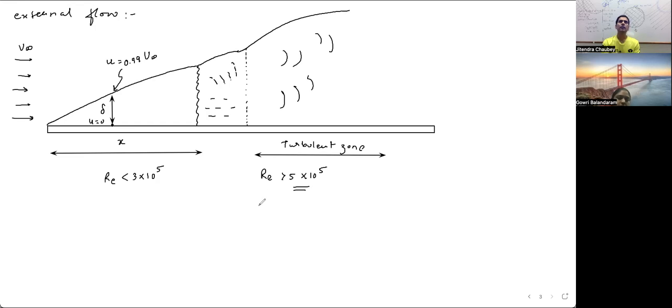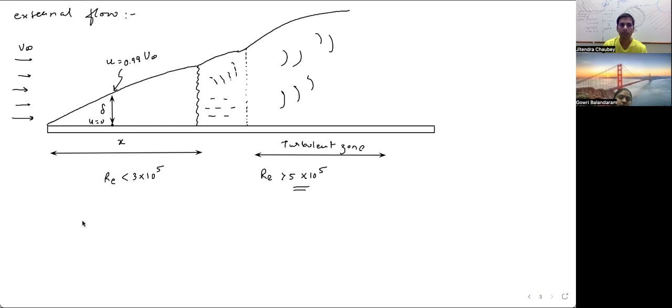And we don't have to be confused about it, because not just the value of 5 into 10 to 5, they still give you a range beyond that. They ask you to find the values for the range of Re from 5 into 10 to 5 to 5 into 10 to 8. They always give you some range. So it is not something that will bother or confuse us. They will always give you some clarity about the range of Re in order to find the unknowns.